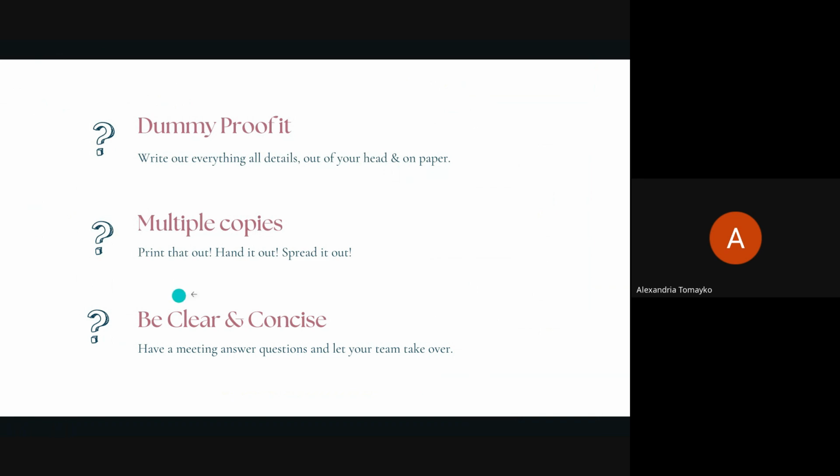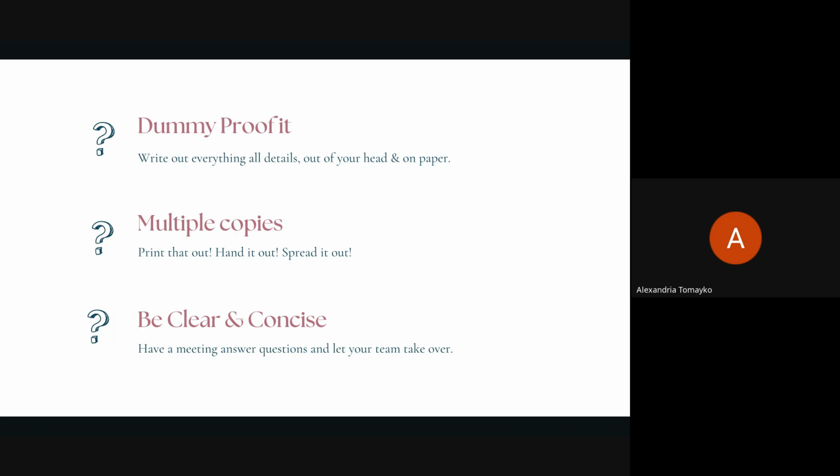Multiple copies: print it out, hand it out, spread it out. Make sure that you have multiple copies printed that people can share, right? So your volunteers, everyone gets a copy. Team leads, everyone gets a copy. If you want to be a little bit more sustainable, then team leads each have a copy. But if everyone has their own copy, they can make notes on it. Some people cross off, some people tear off, some people write in.